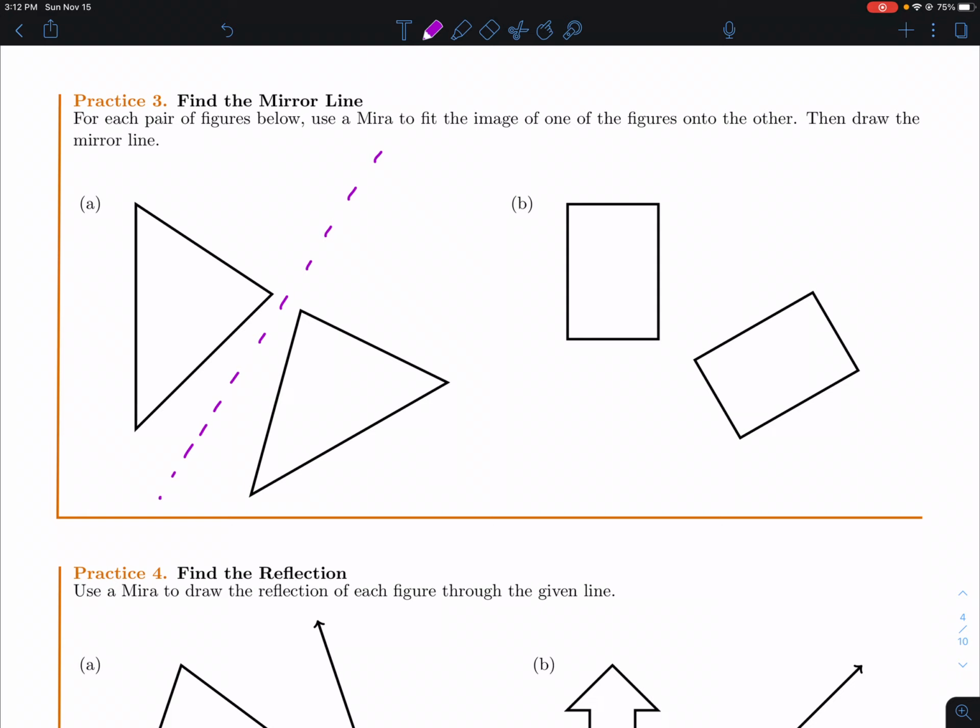So when you're thinking about a reflection, if you were to take a piece of paper and actually fold these two pieces on top of each other, that crease in the paper would actually be that mirror line. So like for part A, it would look about there, and then part B, same thing, it would look something like that. So again, if you were to fold up that piece of paper, the two rectangles would line up with each other and the crease would actually be the mirror line.